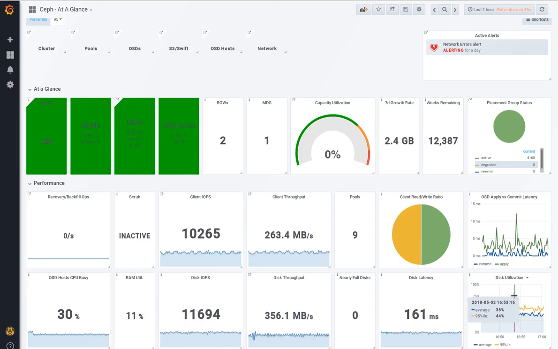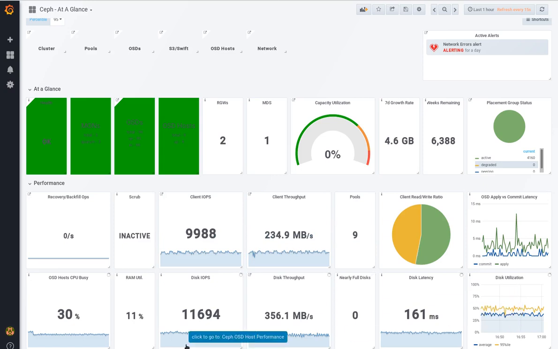So what we're seeing here is we've got an average of 36%, and at the 95th percentile, we're at 49. So there's not a great deal of variance there. So we've still got work that this cluster could probably handle beyond the 10,000 client IOPS that we've got right there. So that's at a glance. That's where you land when you log in to Grafana.